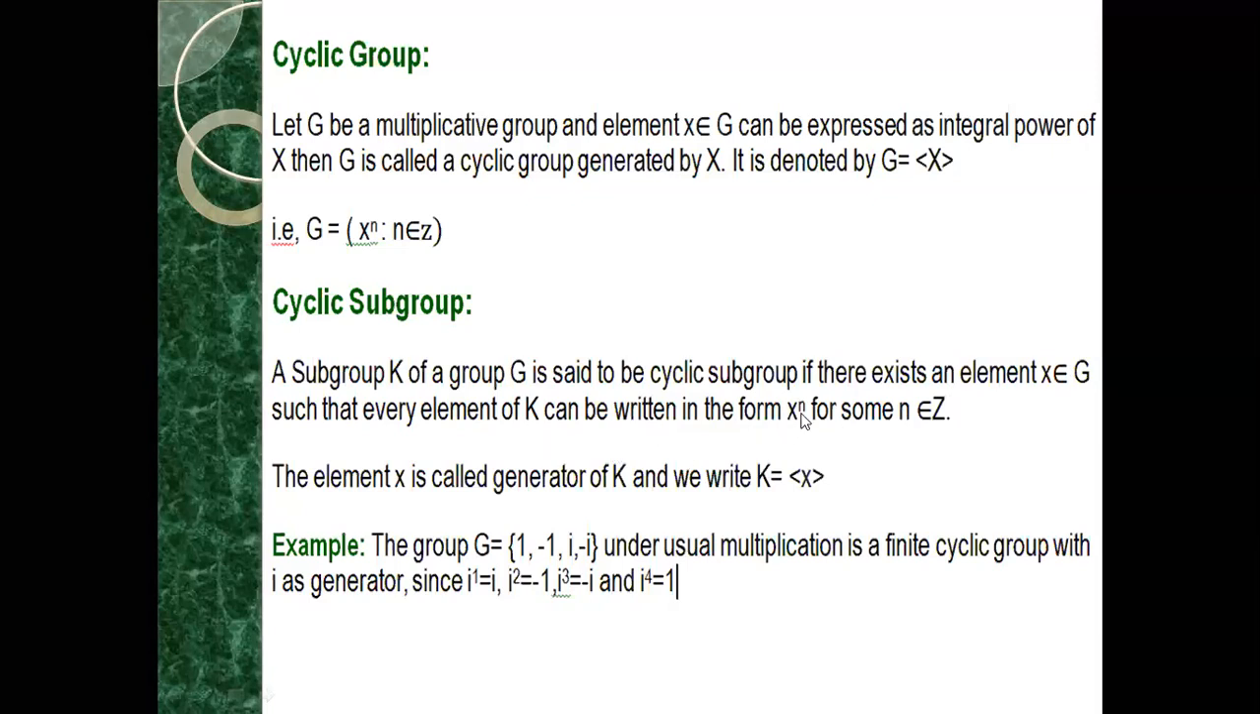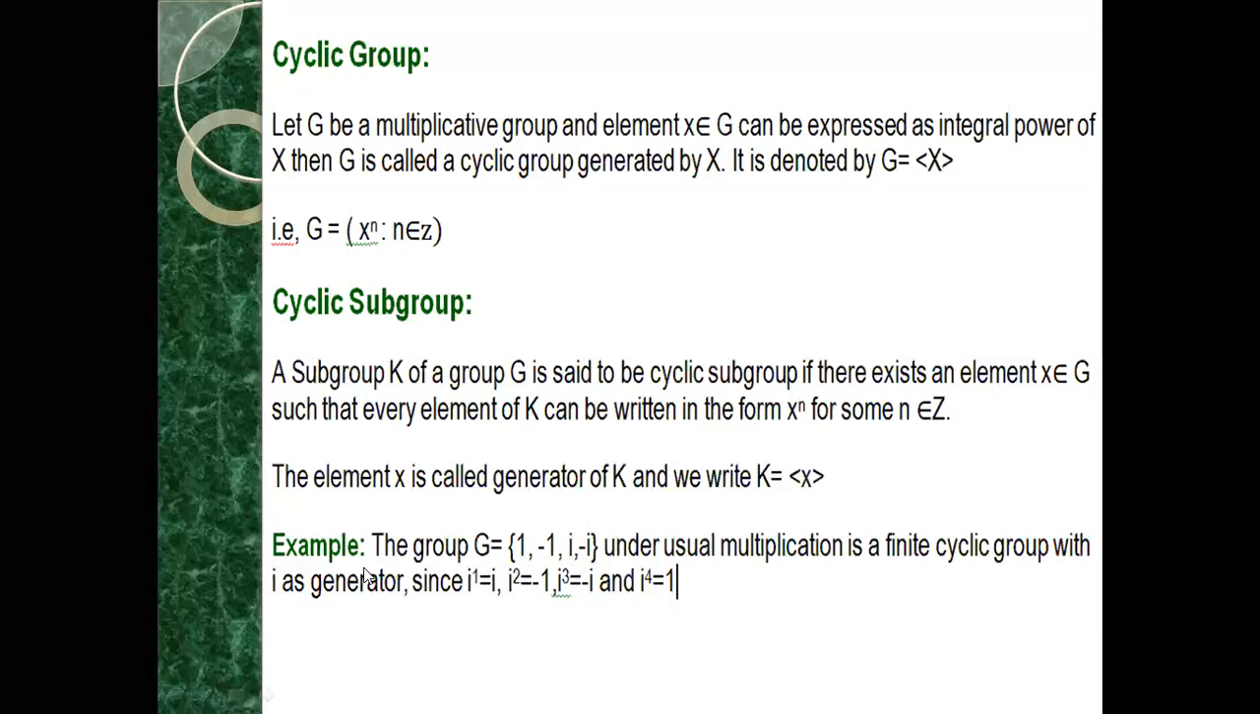Integral power means x power n for some n belongs to Z. So when we say that the given subgroup K is a cyclic subgroup of G, every element of K can be expressed in the form x power n for some n belongs to Z. Then we say that K is a cyclic subgroup of group G. Okay. The element x is called generator of K, and we write K is equal to generator x. So the symbol is called generator symbol. Okay. So K is equal to generator of x.